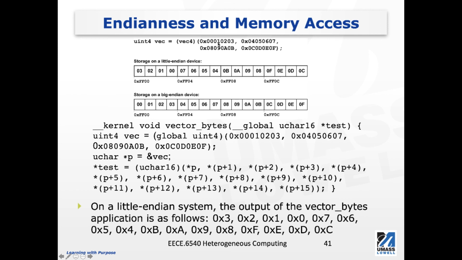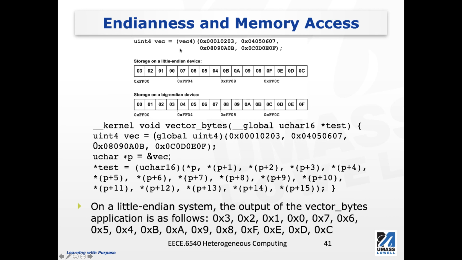The first element is a 32-bit unsigned integer, and this is its hexadecimal value, 00010203. The next one is 04, 05, 06, 07. The third element is 08, 09, 0A, 0B. And the fourth element in this vector is 0C, 0D, 0E, 0F.